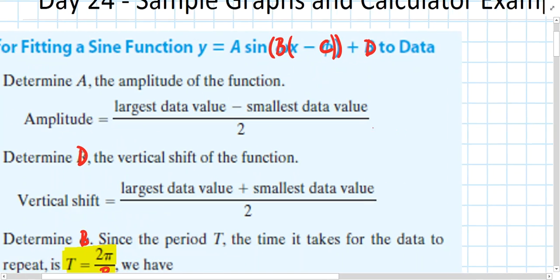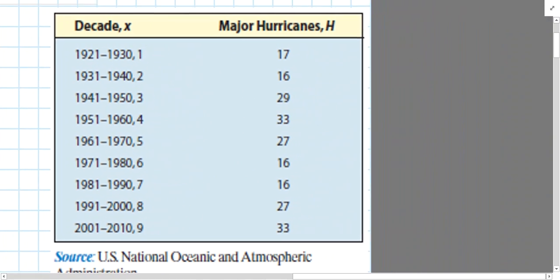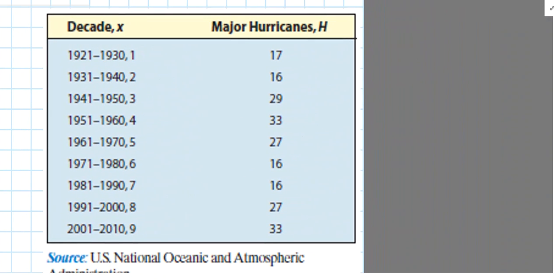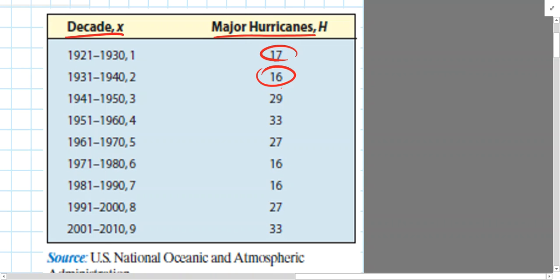All right, so we have this set of data on the right-hand side. This data shows a record of the number of major hurricanes that have occurred within a given decade since the 1920s. So for our first data point, the decade from 1921 to 1930, there were 17 recorded major hurricanes. Between 1931 and 1940, there were 16 major hurricanes recorded, and so on down the line here.